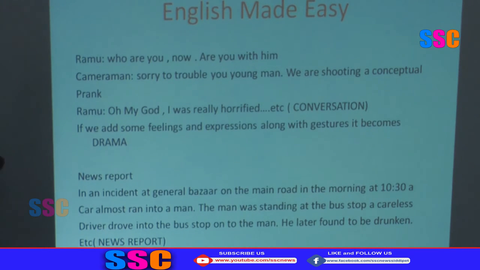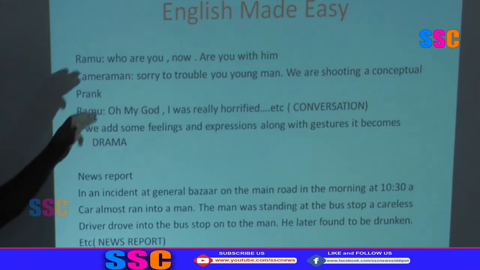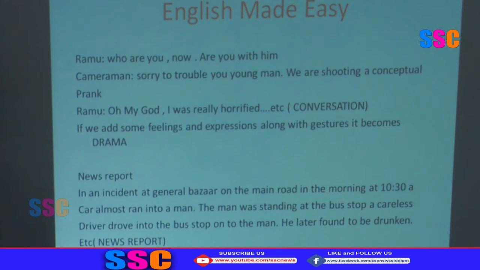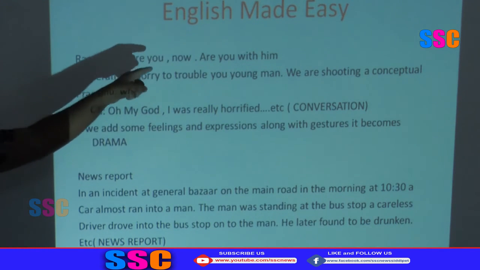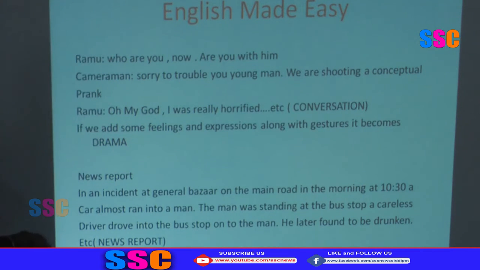So if we add some feelings and expressions along with gestures, it becomes the drama. That's it. So here, to these dialogues, for example, Ramu, who are you? How are you with him? Within the brackets, if I write something like Ramu with horrified face, in a troubled voice, a cameraman, there in the brackets, if I write something like that in a casual way, that becomes the drama script.